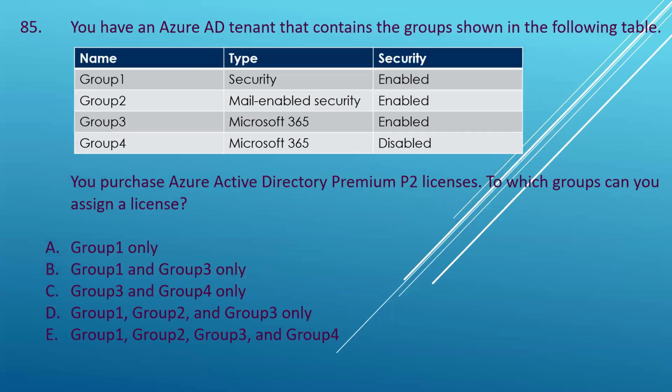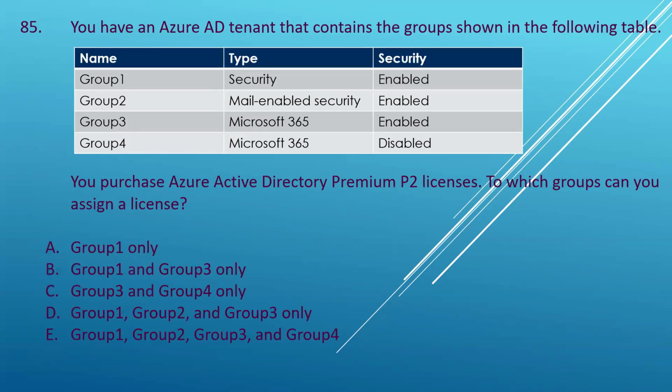Question number 85 of the series. You have an Azure AD tenant that contains the groups shown in the following table. Now you have 4 groups listed there and then you have their types listed. So group 1 is security based. Group 2 is mail enabled security based, and group 3 and 4 are Microsoft 365 groups.